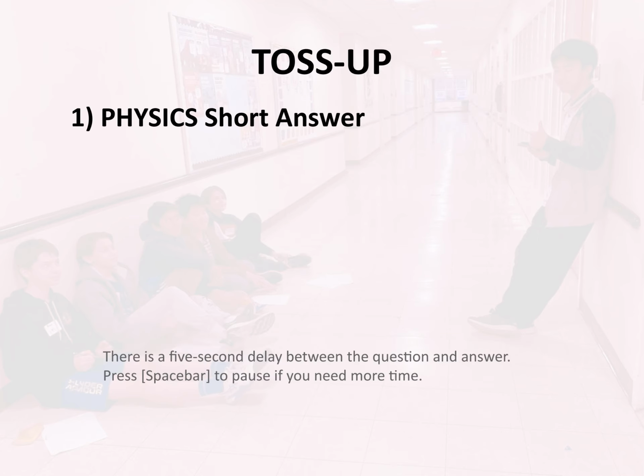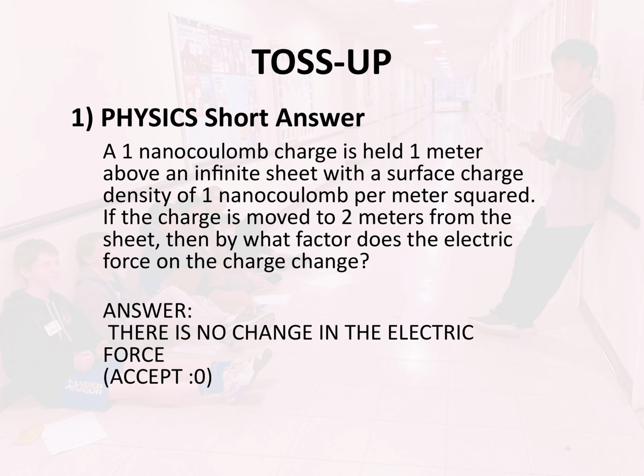Toss-up 1. Physics. Short answer. A 1 nanocoulomb charge is held 1 meter above an infinite sheet with a surface charge density of 1 nanocoulomb per meter squared. If the charge is moved to 2 meters from the sheet, then by what factor does the electric force on the charge change? Answer. There is no change in the electric force.